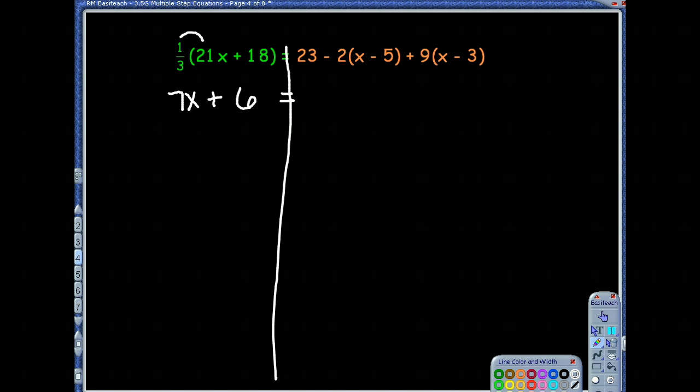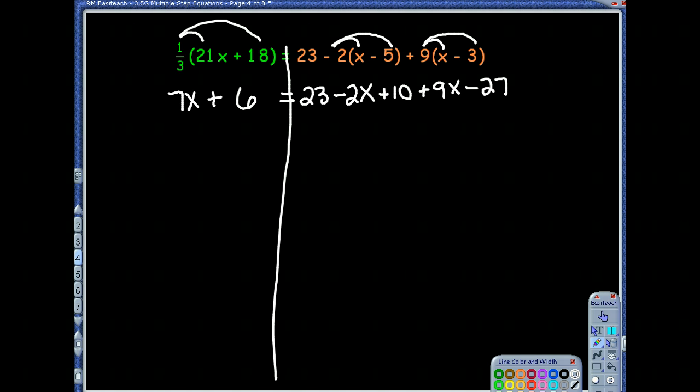On this side, nothing's changing. I still have my 23, but now I can distribute my -2. Sorry, I didn't really show that little mark over here. -2 times x will give us a -2x. -2 times a -5 would be a +10. And over here I can distribute the 9 as well. So 9 times x is going to give us a 9x. And our 9 times our -3 is going to give us a -27.